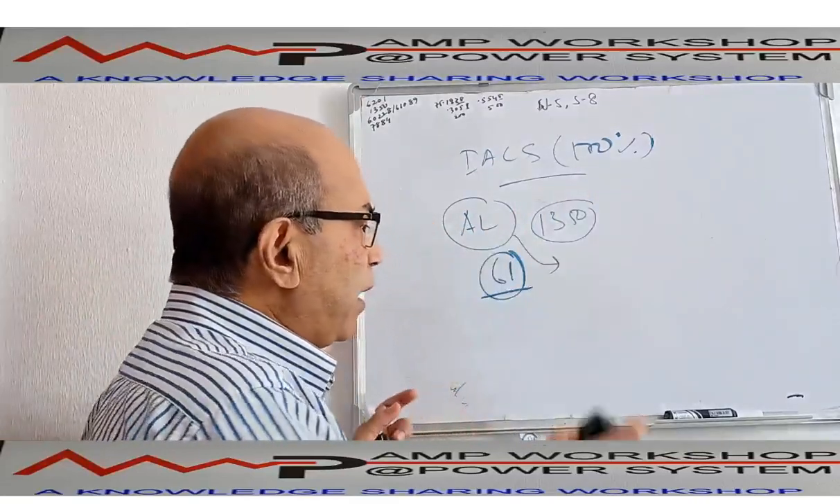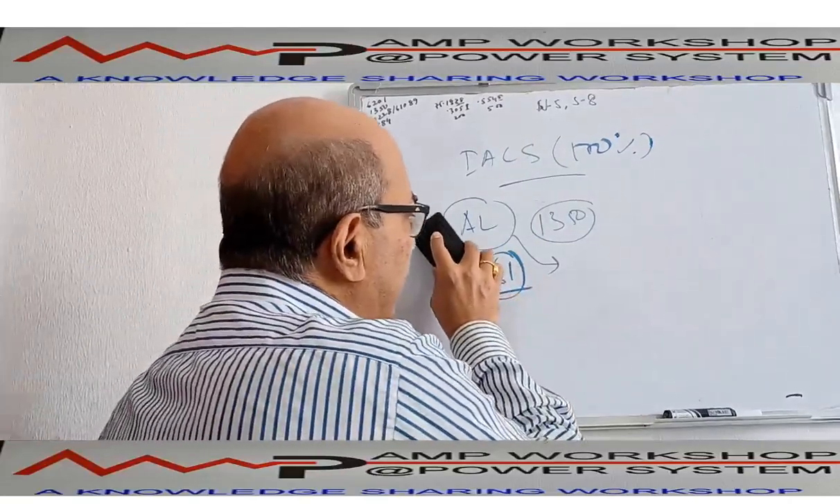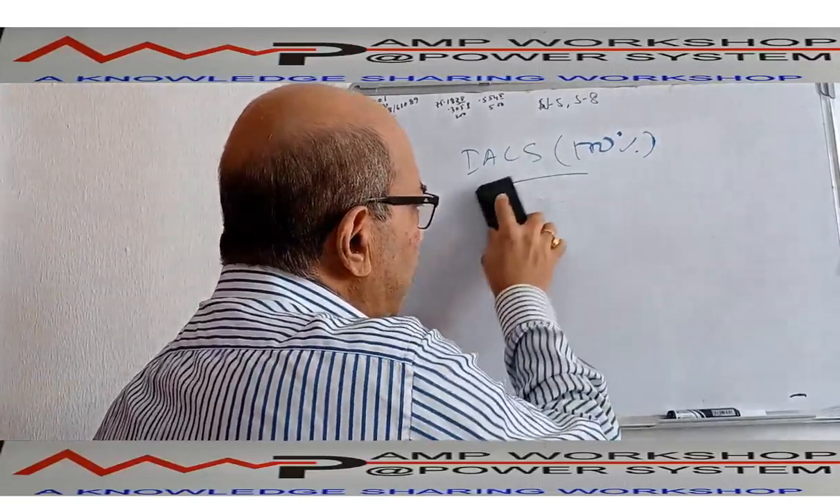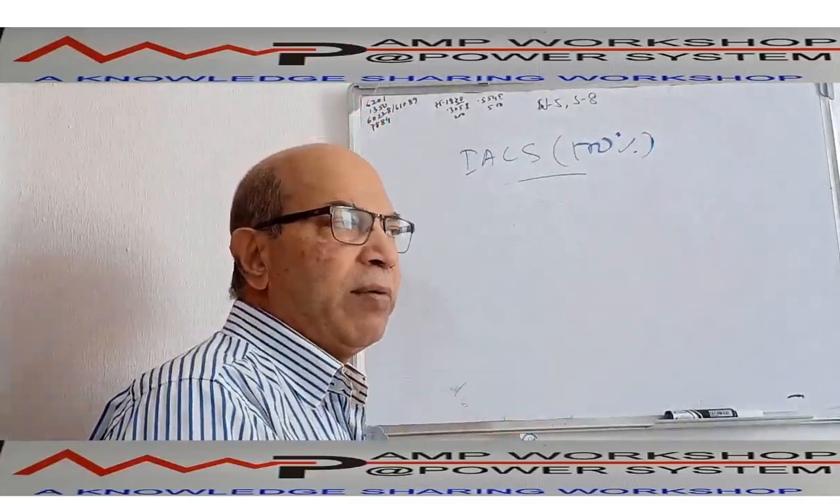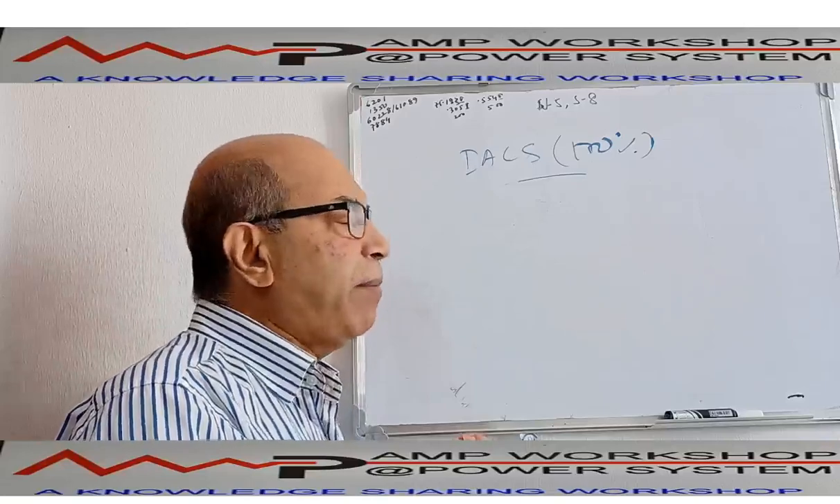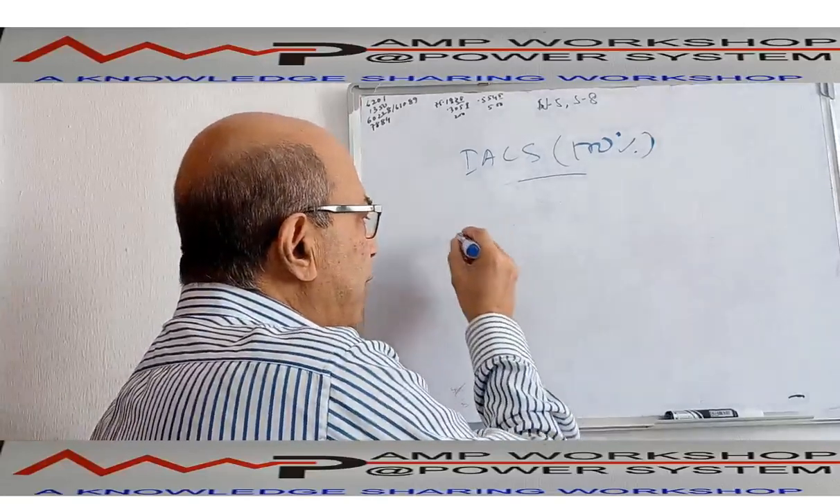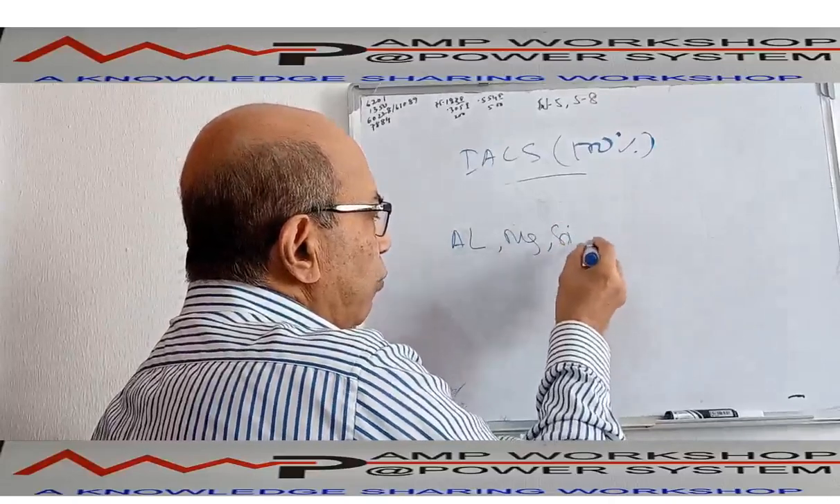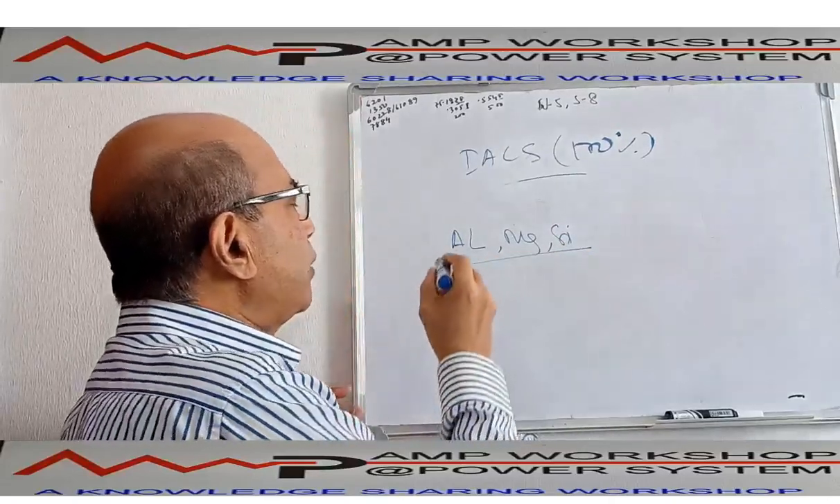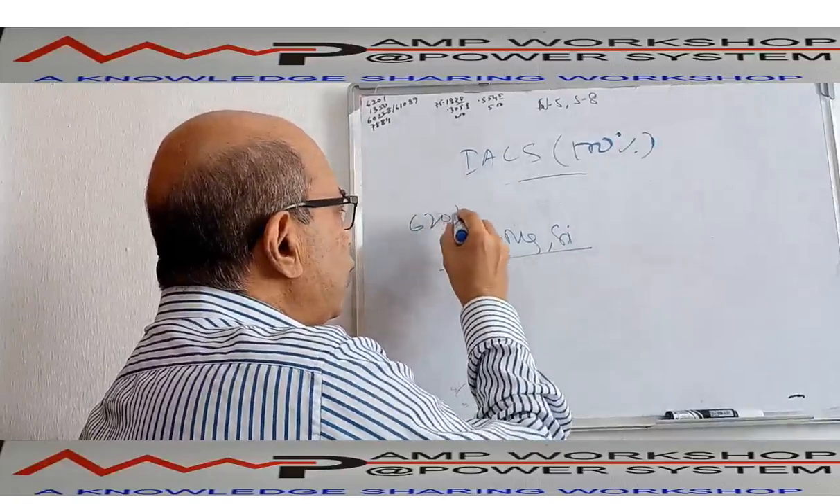Now, some of the properties which are poor in aluminium can be improved by using aluminium alloy. We can make aluminium alloy by mixing aluminium along with magnesium and silicon. We call it aluminium alloy. This alloy usually carries the code 6201.